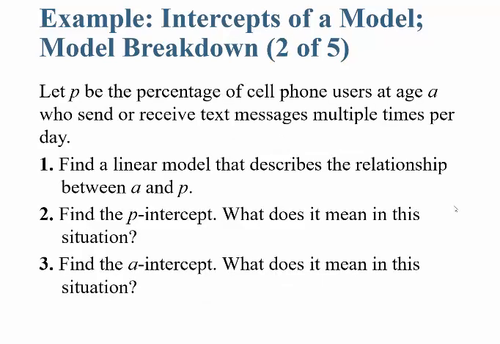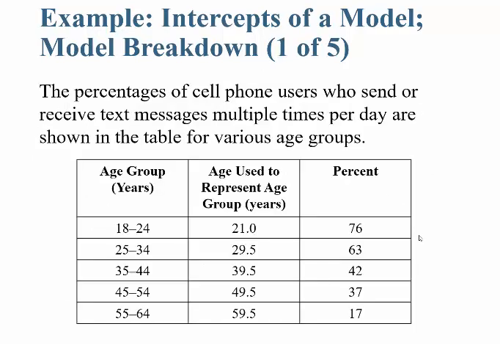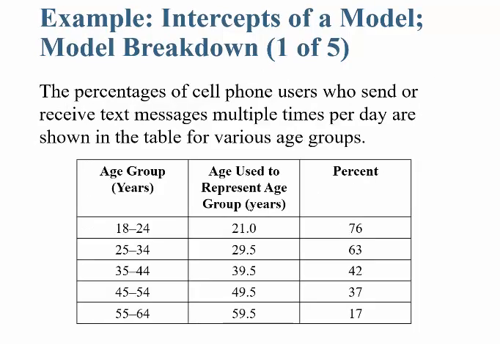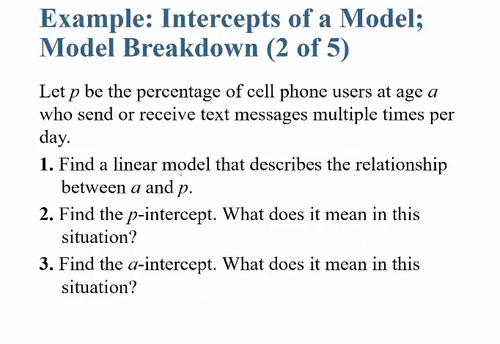Okay, so here's how we're going to set up the model. Let P be the percentage of cell phone users at age A who send and receive text messages multiple times per day. So P represents the percentage, and A is the age. I think the percentage depends on the age group you're in. So A, the age group, will be my X variable, but I'll call it A, and the percentage will be the dependent variable, the Y, but I will call it P. So let's find a linear model that describes the relationship between A and P.